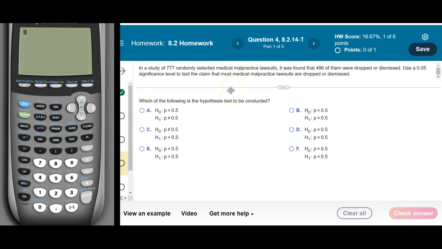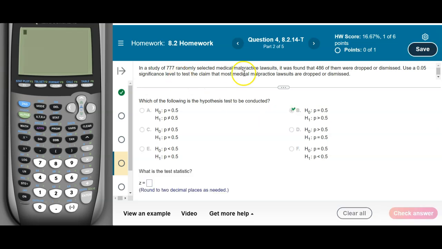So greater than 50% is what we're looking for in the alternate hypothesis. So none of these have it. That's a less than. That's the reverse of it. We need the greater than to be in the alternate hypothesis. So B is going to be my choice here. All right, now we're just going to run the test.